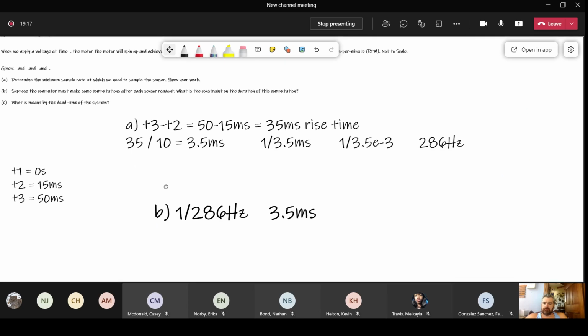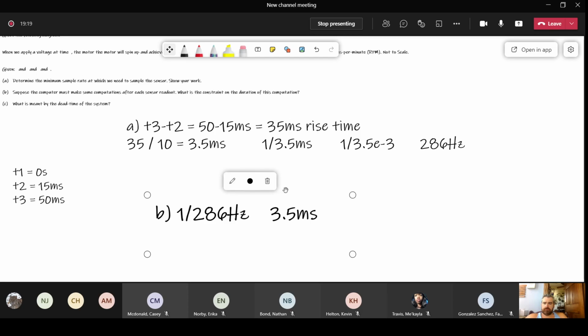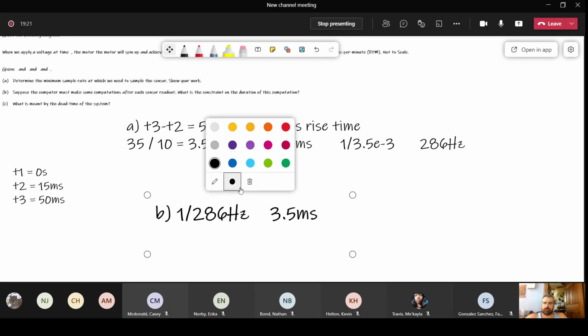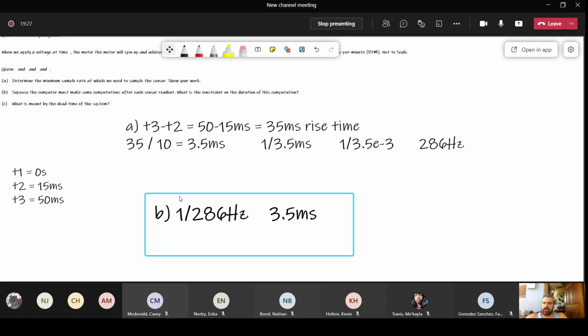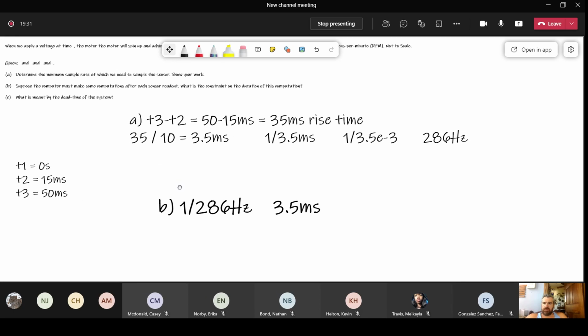How do I move this? Okay. I may or may not use the whiteboard next week. I thought it would be a good idea, but I'm not liking it.